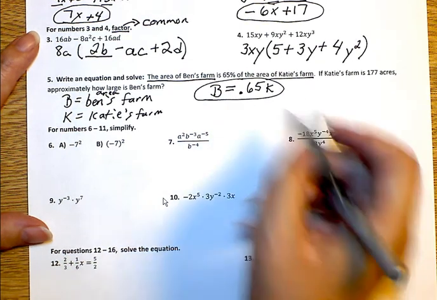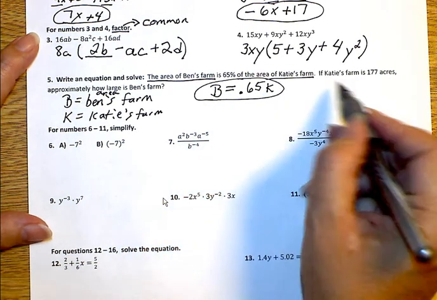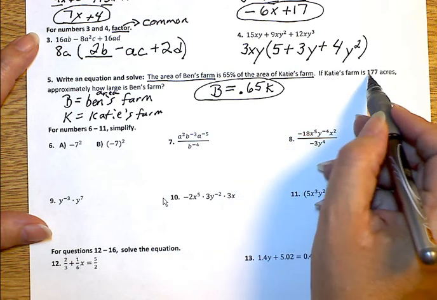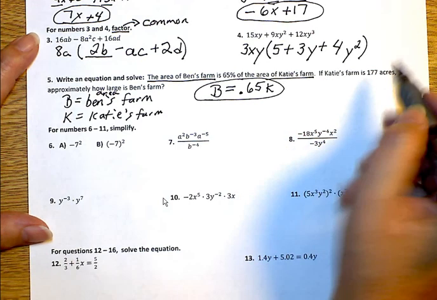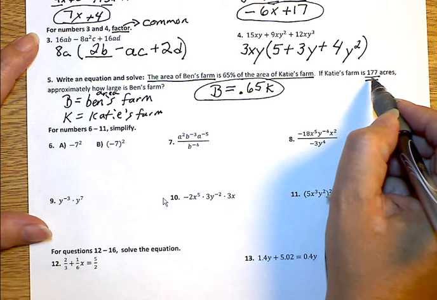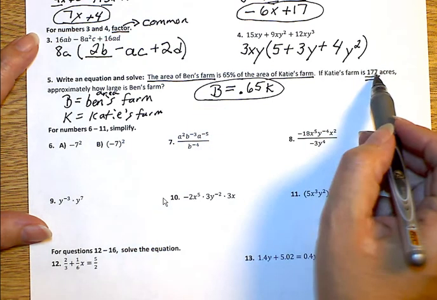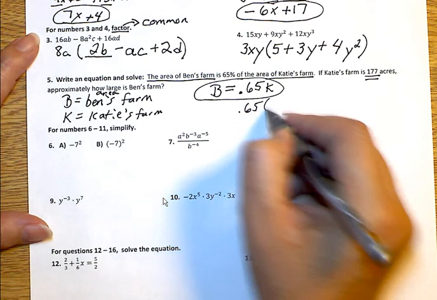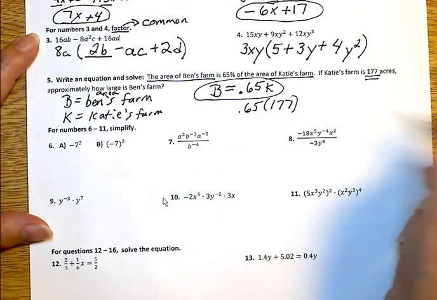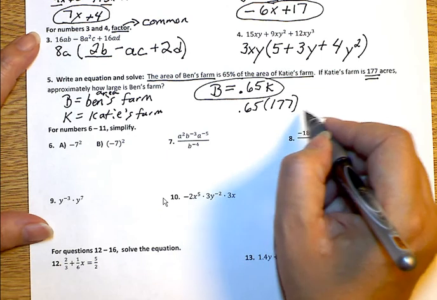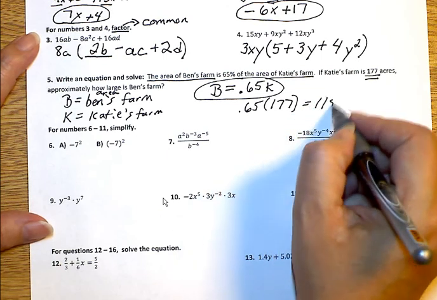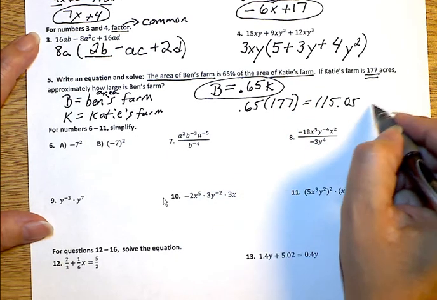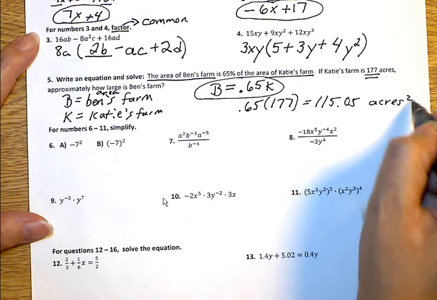So then we want to read the next one. It says if Katie's farm is 177 acres. So where do I put it in? Do I put it in for B or K? K. So I got 0.65 times my 177. Throwing that into your calculator, you get 115.05. So that is acres squared, which is Ben's farm.